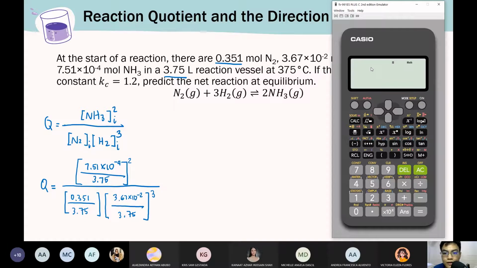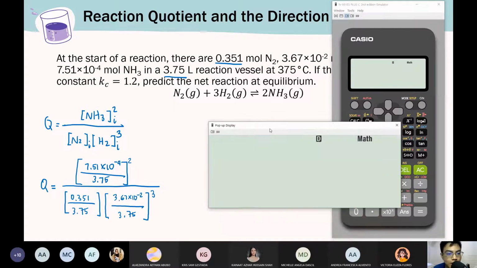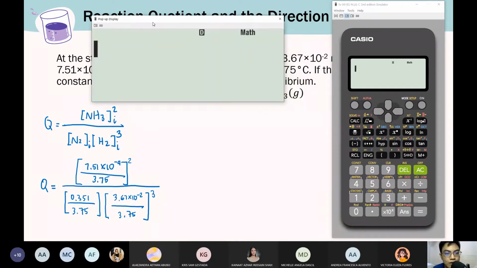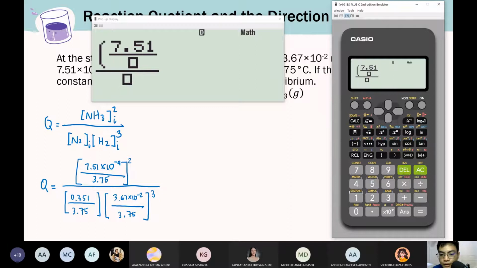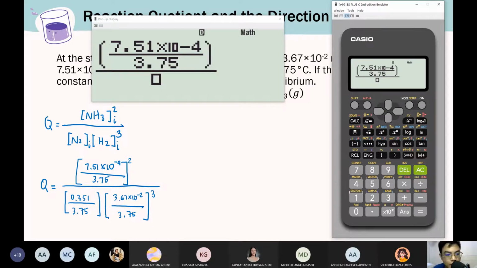Okay. So, let's use the calculator so we can solve for the value of the Q. Okay. So, kung maunahan niyo ako magpindot, let me just paramdam lang kayo sa chat box. 7.51 times 10 raised to negative 4 divided by, asa na labas? So that's divided by 3.75, then squared.